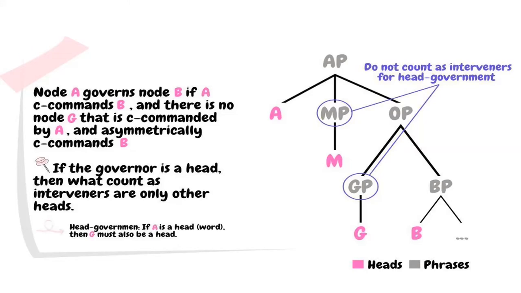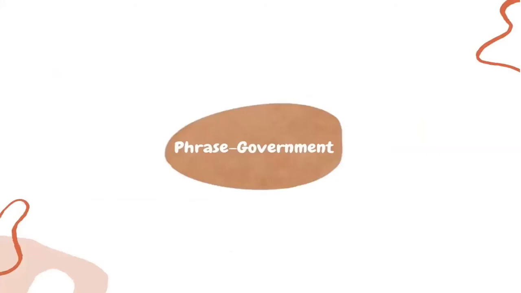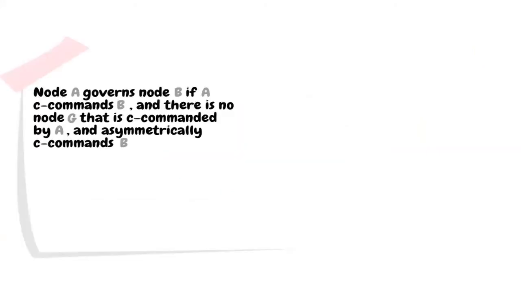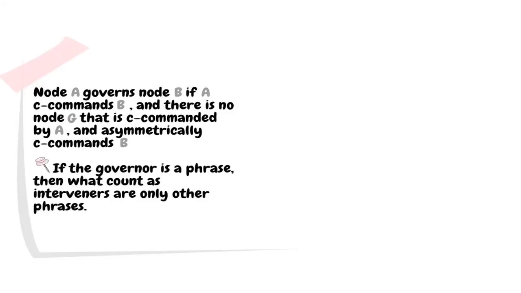Now, let's continue. Our last type is phrase government. We have already discussed that node A governs node B if A C commands B, and there's no node G that is C commanded by A and symmetrically C commands B. And we have already known what is special about head government. Now, we need to know what is special about phrase government. Actually, phrase government is very similar to head government, but the difference is that the interveners must be phrases. So, if the governor is a phrase, then what count as interveners are only other phrases.